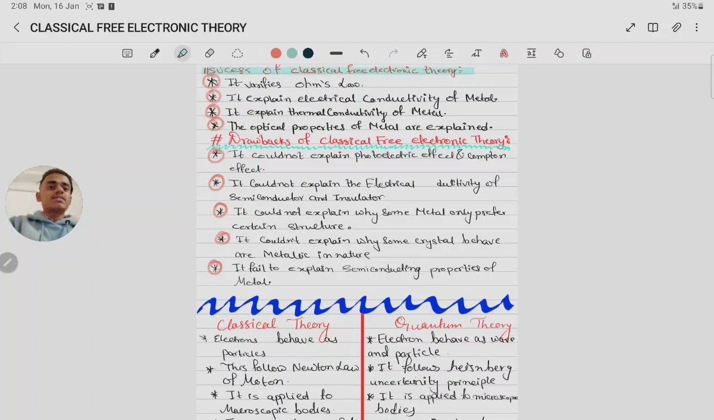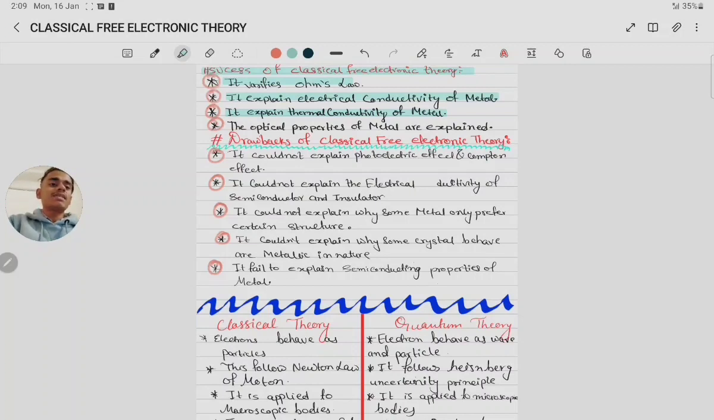Okay, the first success of the classical free electron theory was that it verified Ohm's law. It explained the electrical conductivity of metal. It was the second success of the classical free electron theory. It explained the thermal conductivity of metal. These were the 3 points. I have separated them into 2 points. Okay, it verified Ohm's law, explained electrical conductivity, and it explained the thermal conductivity of metal.